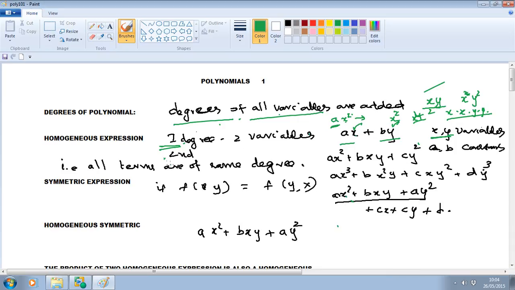If it is a second degree polynomial, the standard expression is ax square plus bxy plus cy square. The degree of the first term is 2. The degree of the second: x is 1, y is 1, so this is 2. cy square is also 2. So there is no constant term in the homogeneous expression. We call it a homogeneous expression, that is, all the terms are of the same degree.